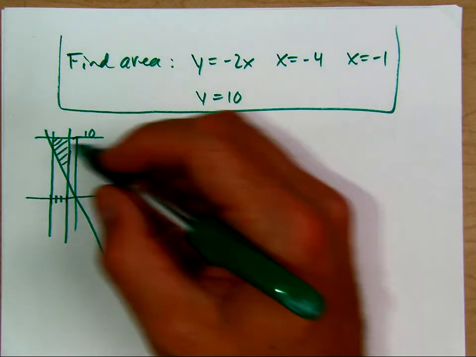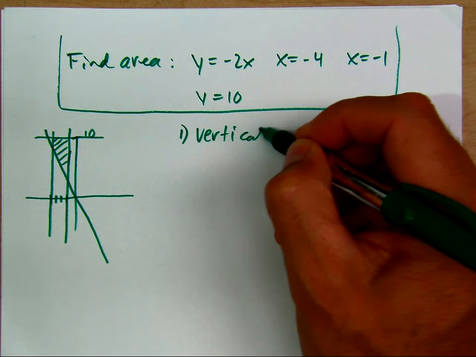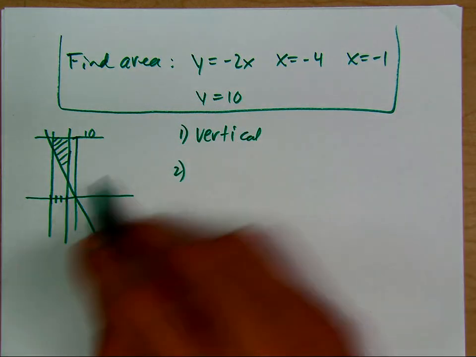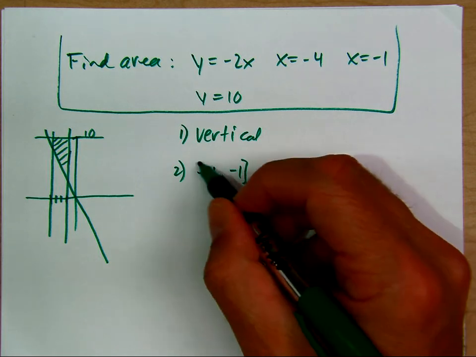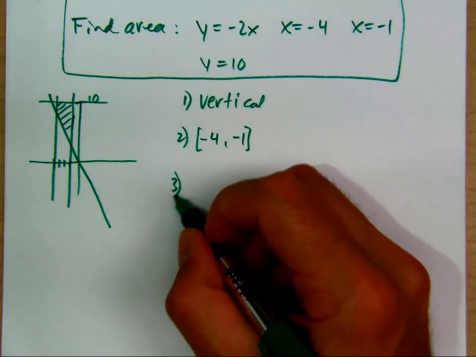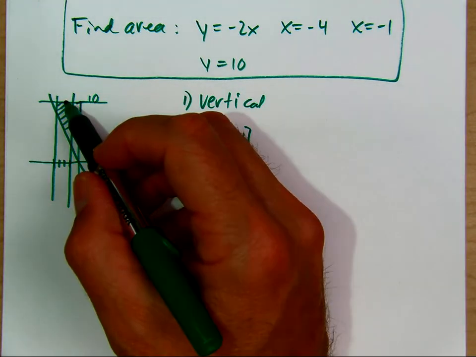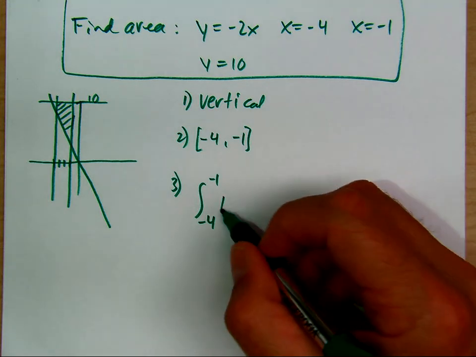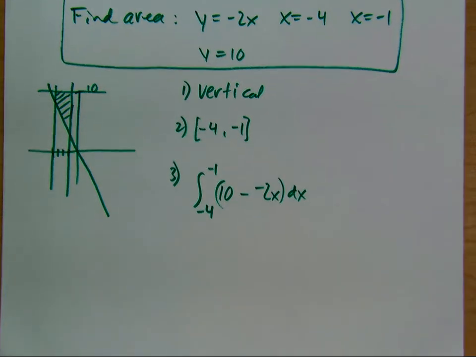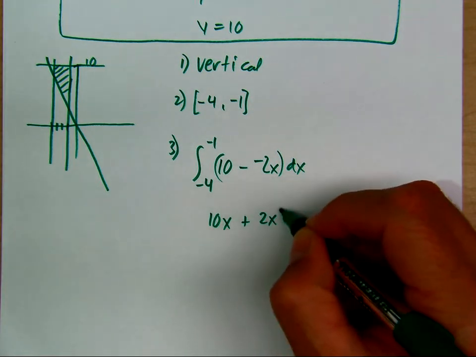And can we use vertical rectangles? Yes. So vertical rectangles, that means we want an x interval. We see the x interval from negative 4 to negative 1. And then integrate from negative 4 to negative 1, top minus bottom. The top is 10, the bottom is negative 2x. So we have 10x plus 2x squared over 2.